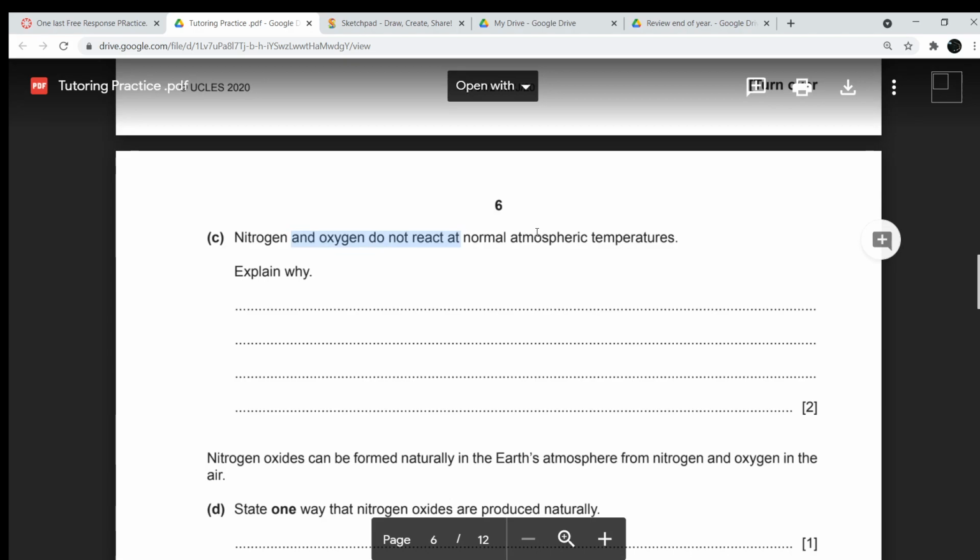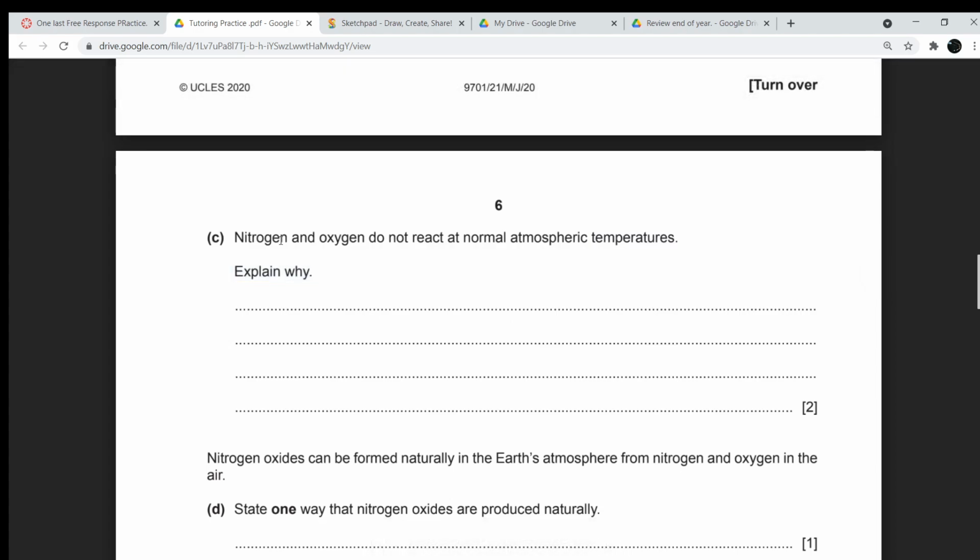Okay, nitrogen and oxygen do not react at normal atmospheric temperatures. This is one that we went over before really quickly. The reason that they don't is because nitrogen has that triple bond that keeps it really, really firmly held. And then the second is that we just don't have enough energy to break that bond.